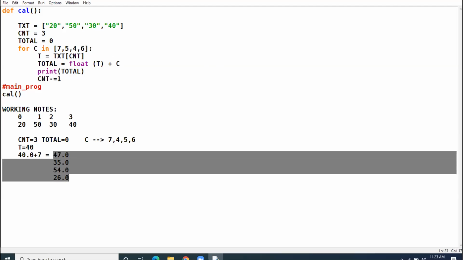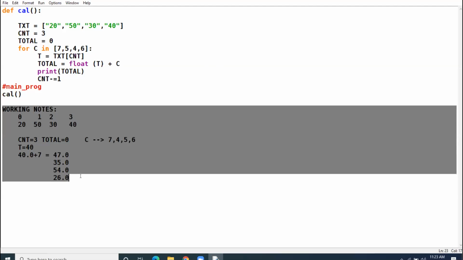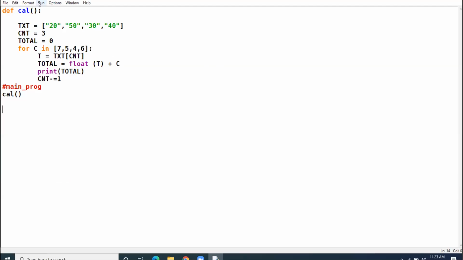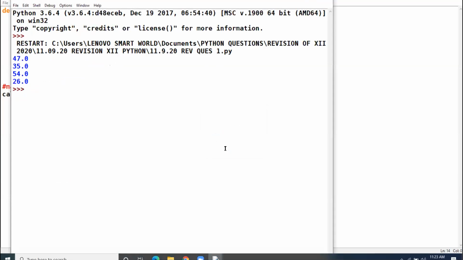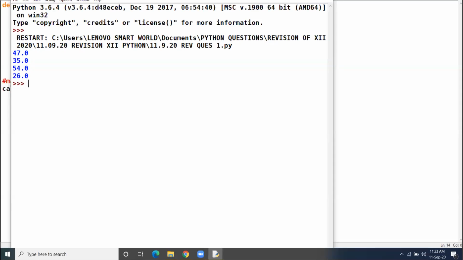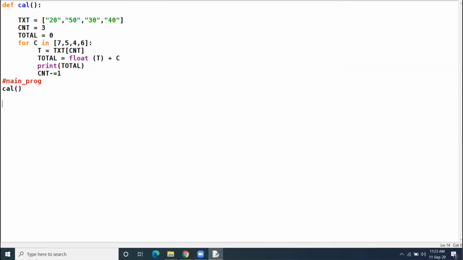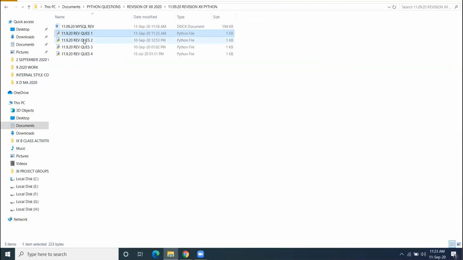I show you in the output window also. Check it out. Clear? Thoroughly clear? First output question is thoroughly clear. I move on to the next output question.